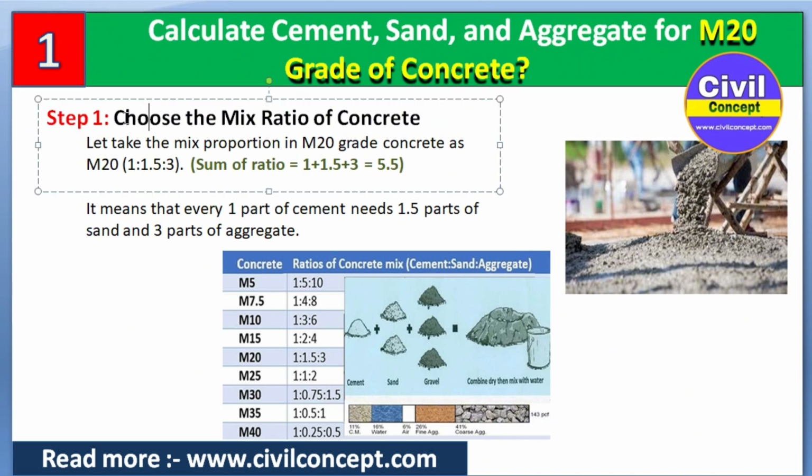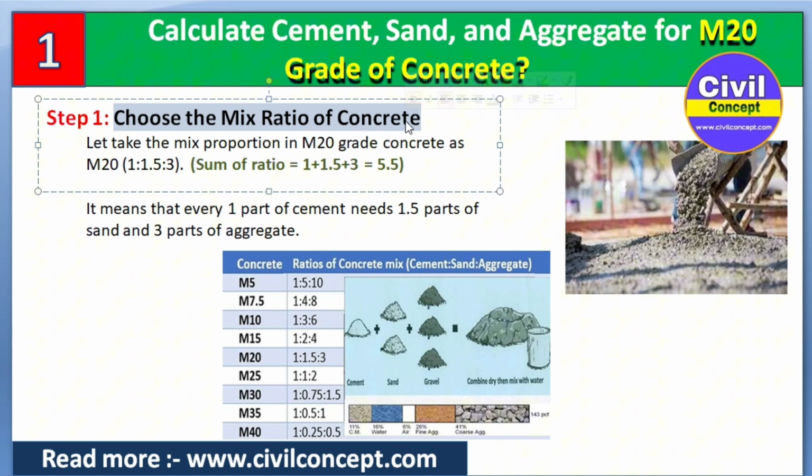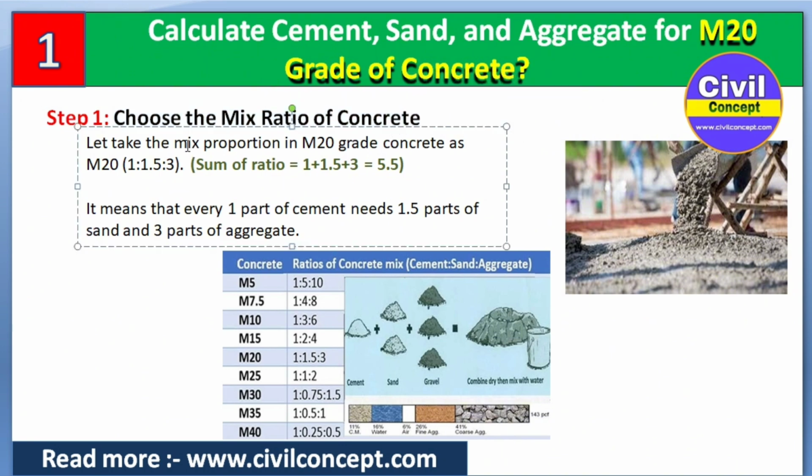So first of all we have to choose the mix ratio of concrete. Whichever grade of concrete you want to calculate cement, sand and aggregate for, like M5, M7.5, M10, M15, M20, first we have to choose the mix ratio. Let us take the mix ratio of M20 grade of concrete. I am assuming M20 grade of concrete here. You can take any of the above or below.